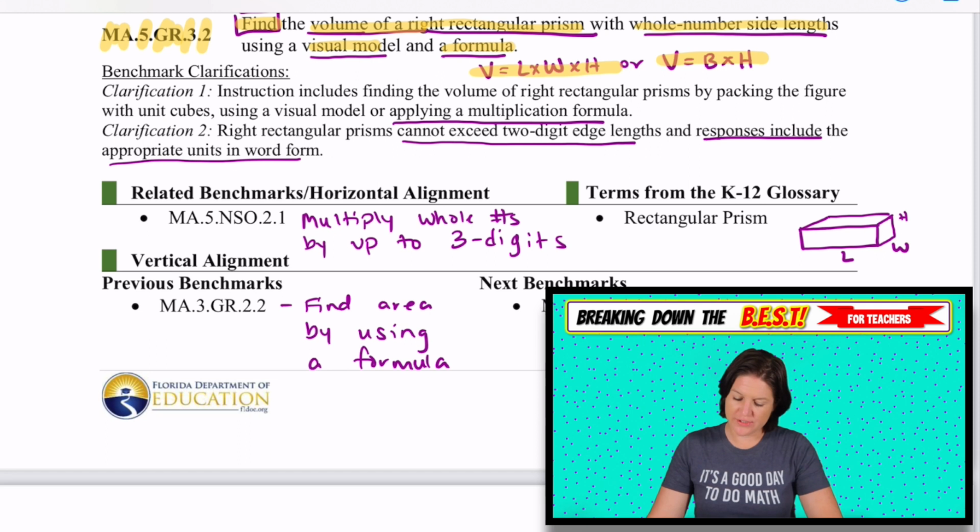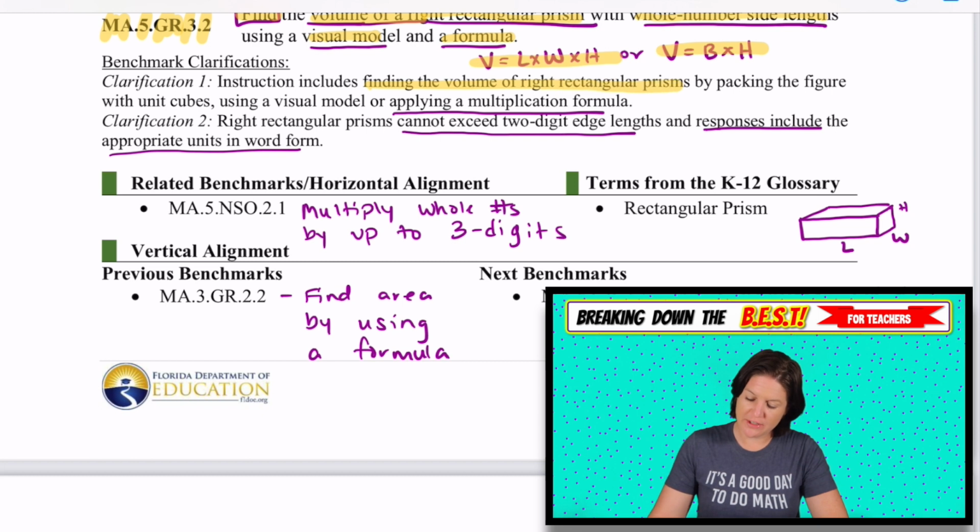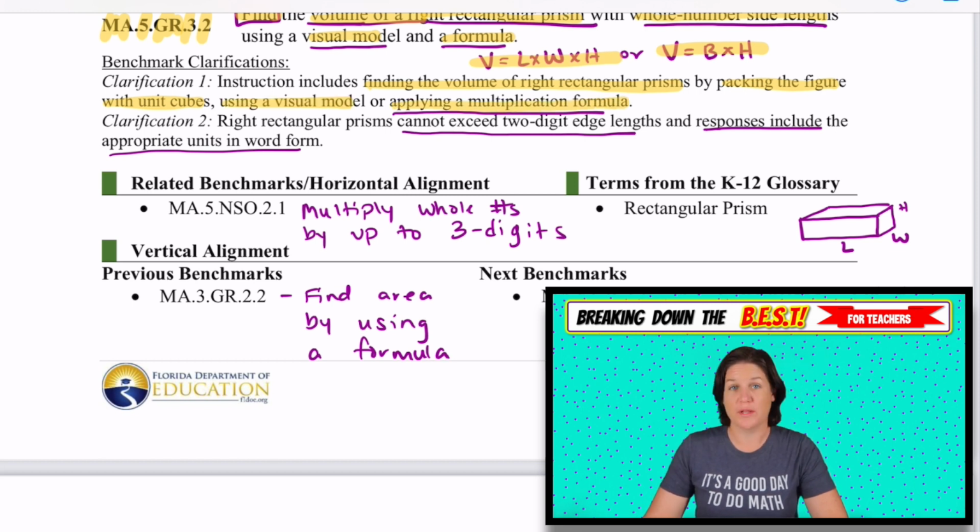All right, the benchmark clarifications say that instruction includes finding the volume of right rectangular prisms by packing the figure with unit cubes, using a visual model, or applying the multiplication formula. And that's really where we're going with this, is applying that formula. It says that right rectangular prisms cannot exceed 2-digit edge lengths, and responses include the appropriate units in word form. Students will also need to know how to write out, like if the answer is 18 is the volume, it should be 18 cubic centimeters.